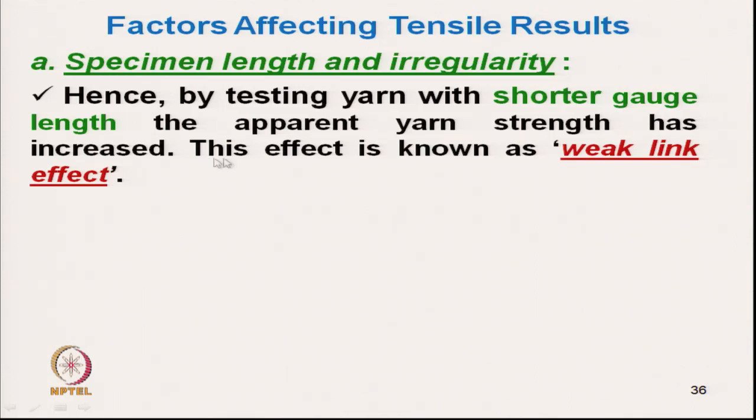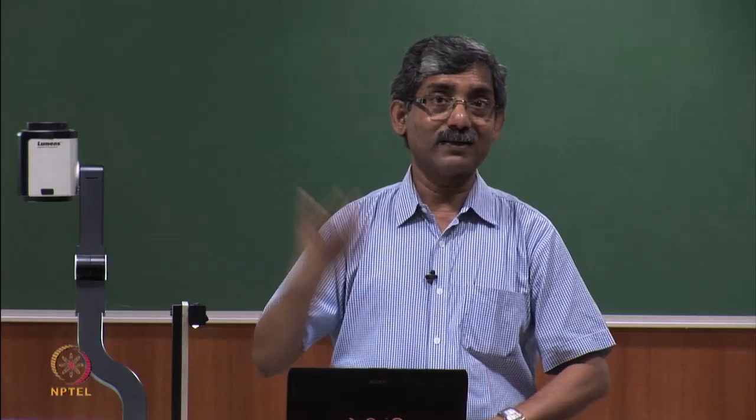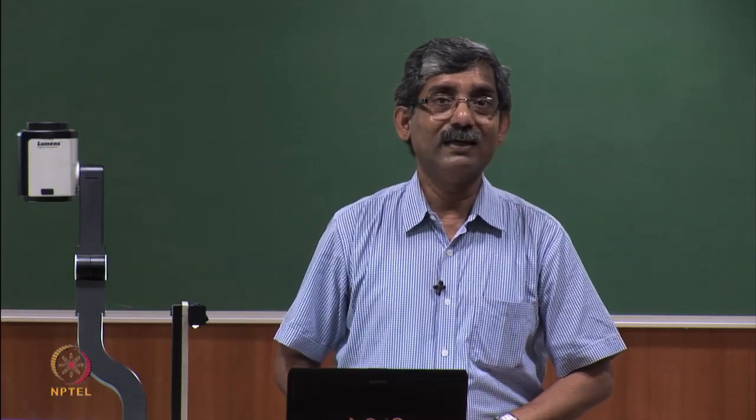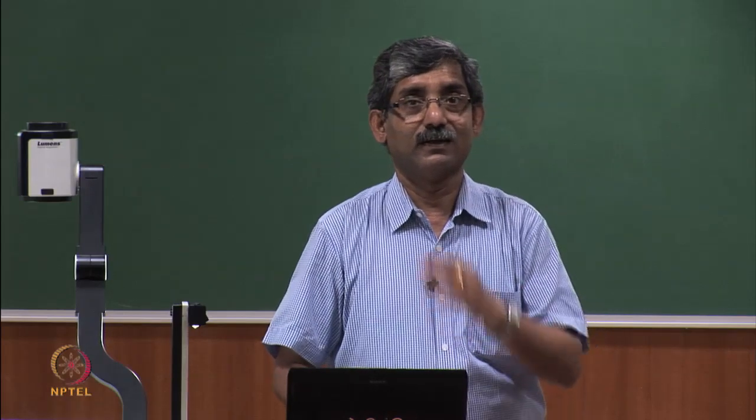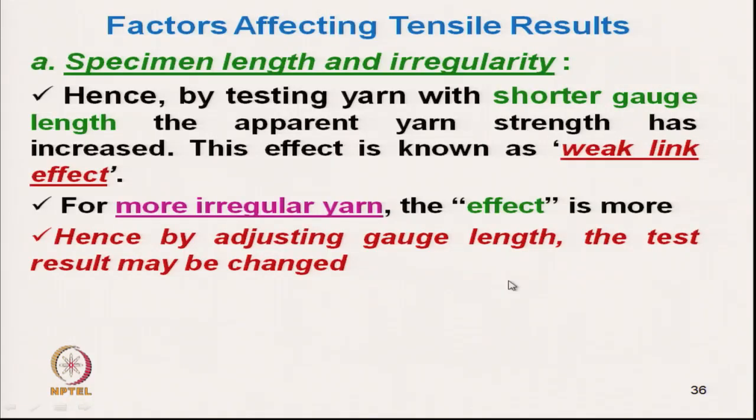This effect is known as weak link effect. So, yarn breaks at the weakest point, and as we go on reducing the gauge length, the apparent strength of the material will increase. So, for more irregular yarn, as I have explained, this weak link effect will be more, because the S 1 S 2 difference will be more. Hence, by adjusting the gauge length, the test result may be changed.